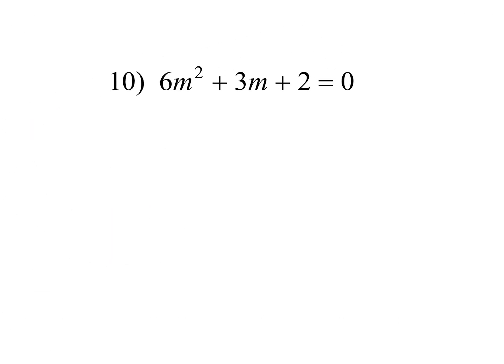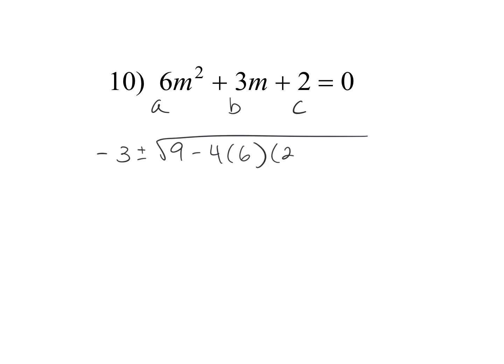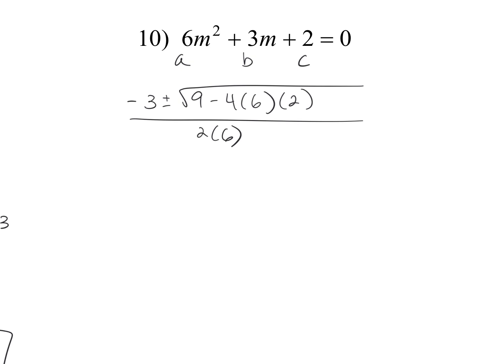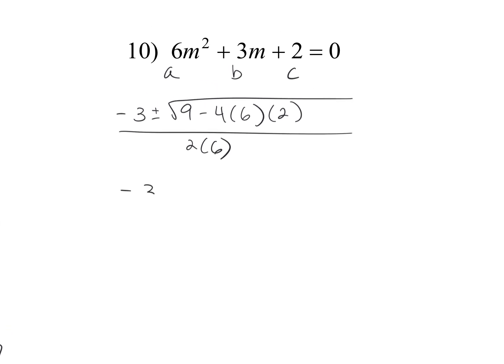So for 10, we have 6 as A, 3 as B, and 2 as C. So it's going to be negative B, so negative 3, plus or minus the square root of B squared, so 9, minus 4 times A times C, all of that over 2A. I'm going to keep going. This is going to become negative 3 plus or minus square root of 9 minus 48 over 12.